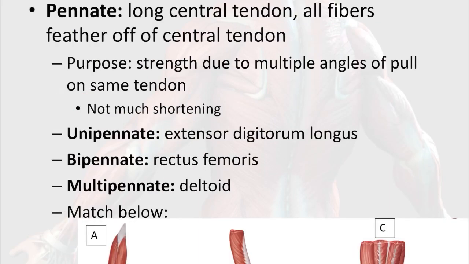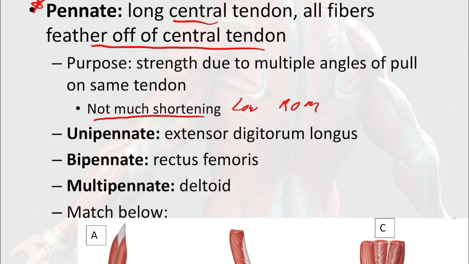Okay, we also have what's called the pinnate arrangement. Pinnate arrangement means that there's a long central tendon, okay, and then all the fibers feather off of that one central tendon. Okay, the purpose of this is it gives you lots of strength due to multiple angles of pull on the same tendon. Okay, we can't shorten it too much, so we have a low range of motion, or ROM. Okay, but we have a decent amount of strength because of the multiple angles of pull on one tendon. But then underneath the pinnate arrangements, we have three different types. We have the unipinnate, we have the bipinnate, and the multipinnate.